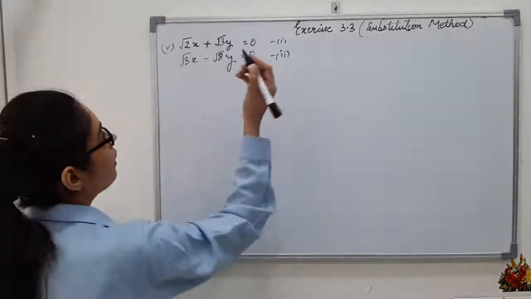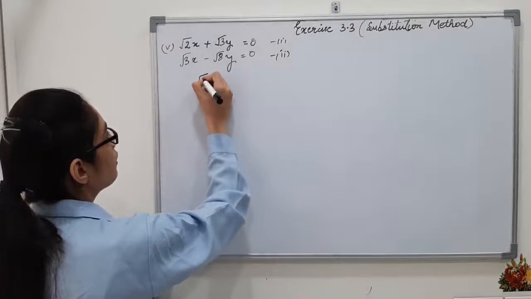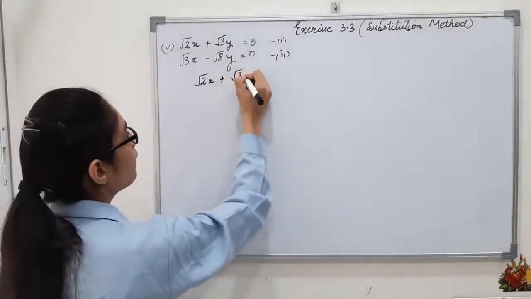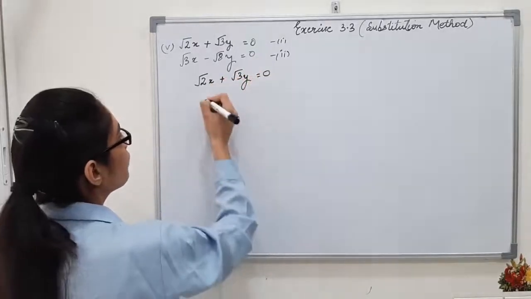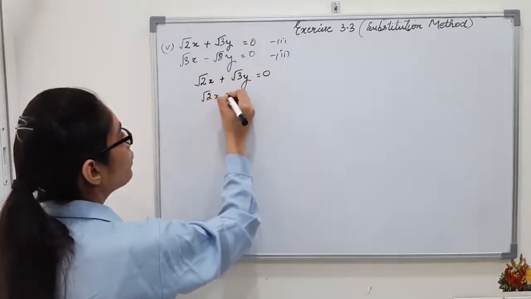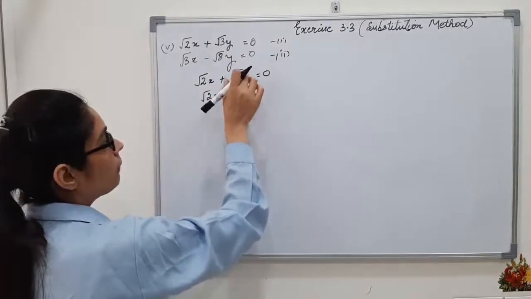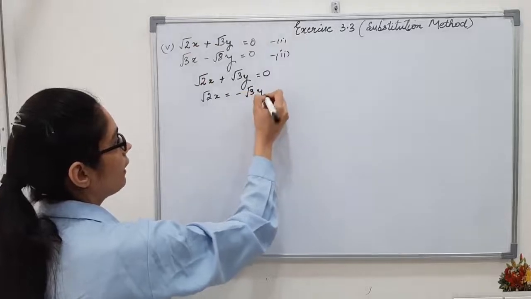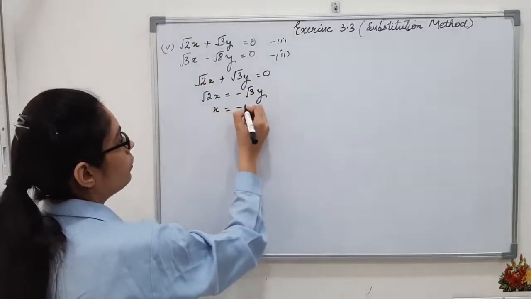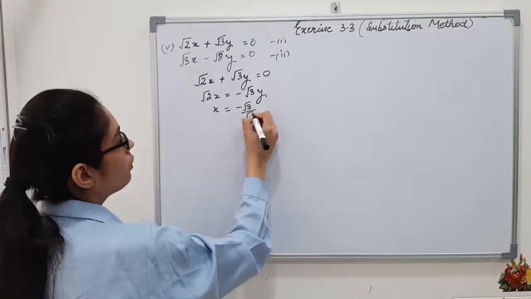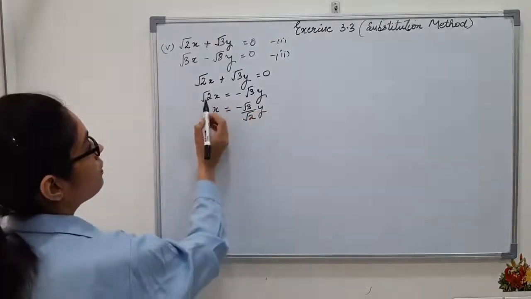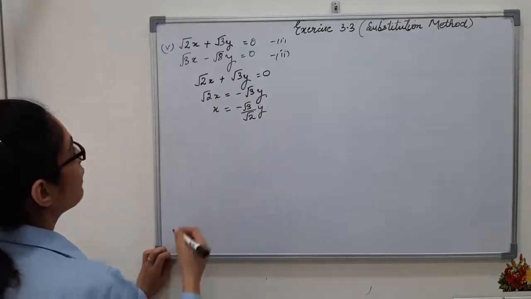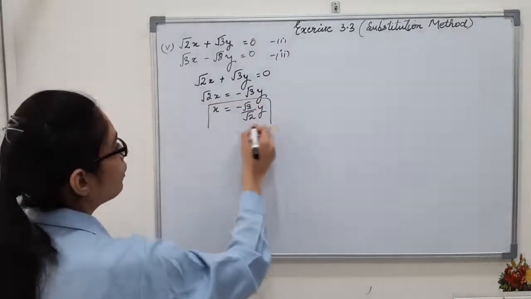So we will do. I'll choose first equation. Root 2x plus root 3y equals to 0. Root 2x is equals to, if root 3 plus root 3 on shifting to other side will become minus root 3y. So x will be equals to root 3 by root 2 y. Because this root 2 is getting multiplied to x this side, on shifting to other side it will get divided. So this is value of x.